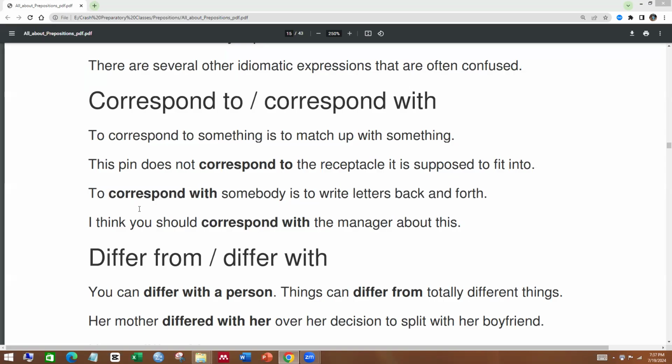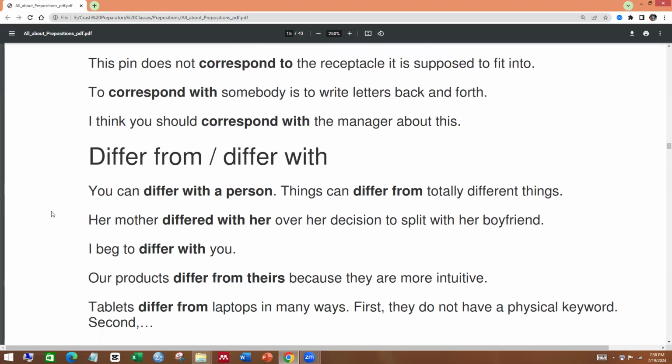If you think you should correspond with the manager about this, कम्युनिकेशन करेंगे, ऑफिशियली इन्फॉर्म करेंगे, एड्रेस करेंगे, या फिर ईमेल कम्युनिकेशन को भी हम correspond कहते हैं. So it is the difference. Correspond to and correspond with. Okay, differ from and differ with.